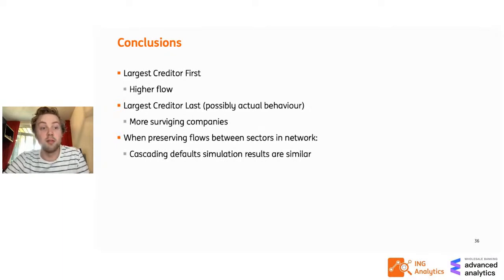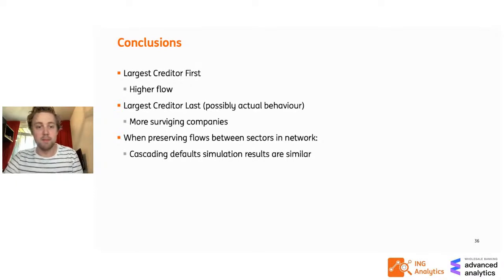And there's another very important conclusion, and that's when you have these random networks that preserve the flow between the sectors, the cascading default simulation results are better than when you don't conserve the flows between sectors, as is the case for the other model.